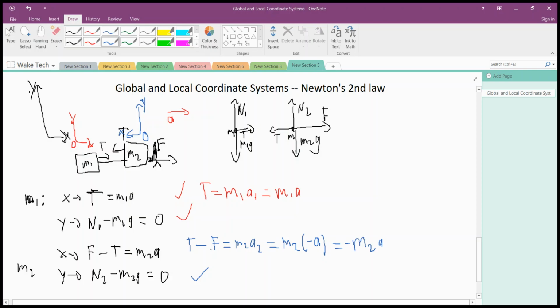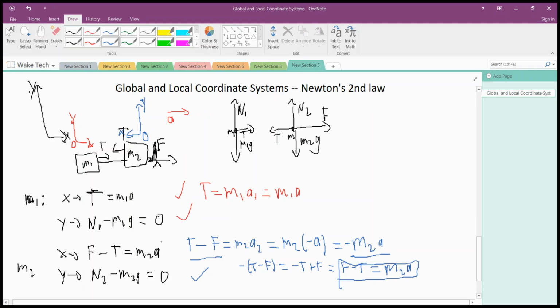But wait a minute, I can divide by the negative sign on both sides of this equation, right? T minus F equals minus M2a. If I do that, then this flips around and I get minus T minus F. If I distribute the minus sign, I get minus T plus F, or in other words, I get F minus T. And on the right-hand side, I divide it by negative 1, so I get M2a. And would you look at that, I get the same equation as I had before.